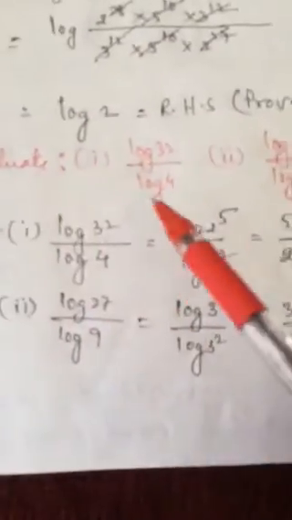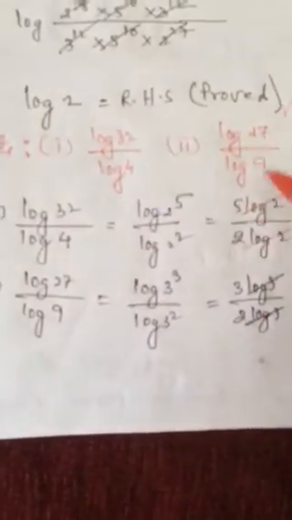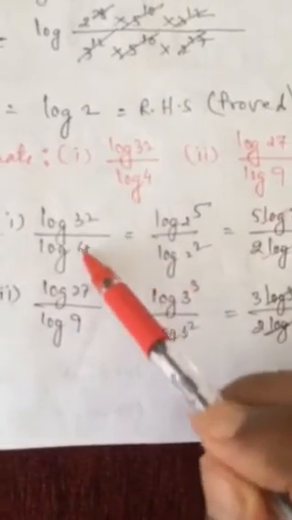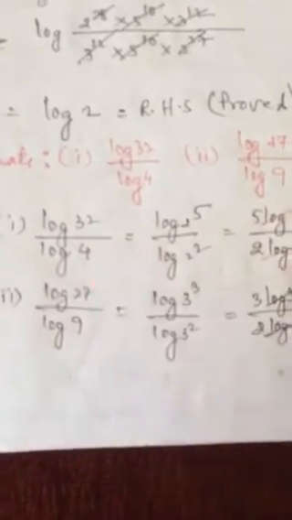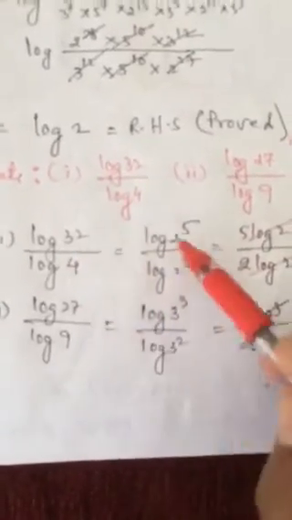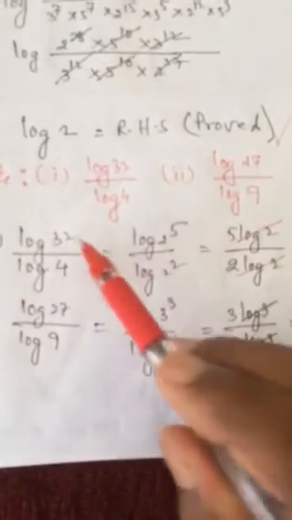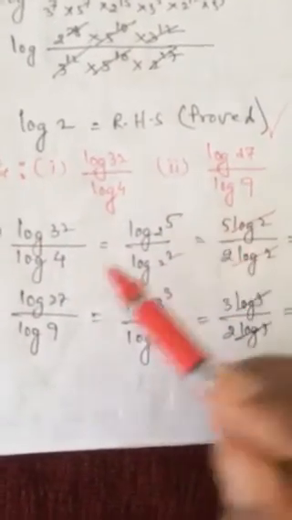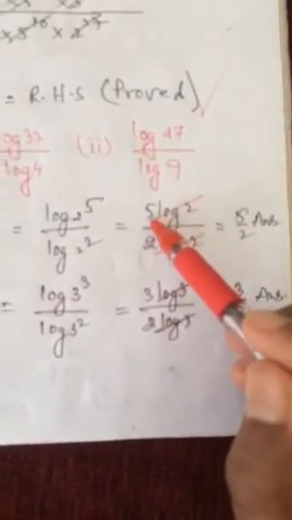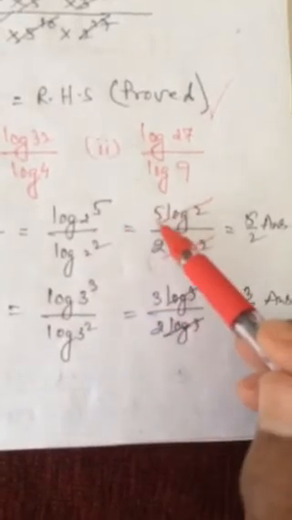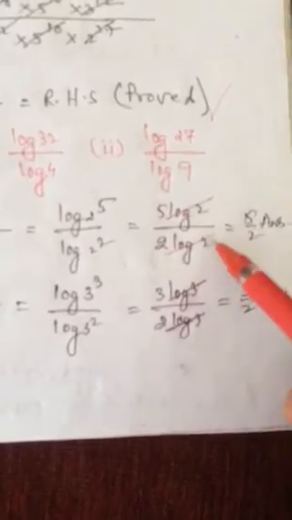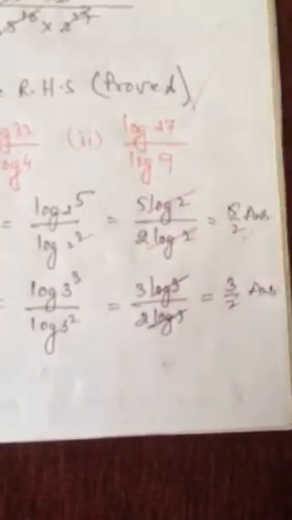Now two more examples: evaluate this. Log 32 by log 4 equals, this is not in the form of division, so this cannot be changed into the form of subtraction. You have to write them separately. Log 32 can be written as 2 to the power 5, 4 can be written as 2 to the power 2. So here the power comes before the log: 5 log 2, here 2 log 2, log 2 cancels, and 5 by 2 is the answer.